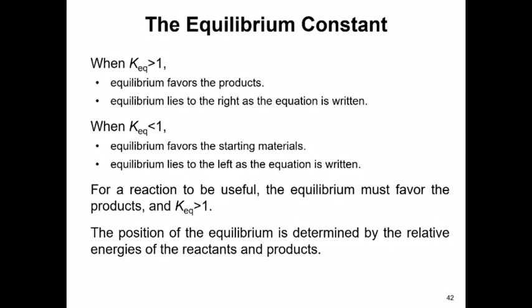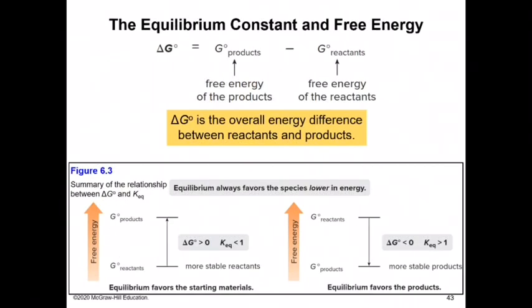Another parameter that's used in determining the position of the equilibrium is this concept known as Gibbs free energy, which basically tells us the relative energies of the reactants and the products. Another way to determine whether or not the equilibrium will favor the formation of the products is by looking at Gibbs free energy, which is symbolized by the letter G. Delta G is the difference in the overall energy between the reactants and the products.